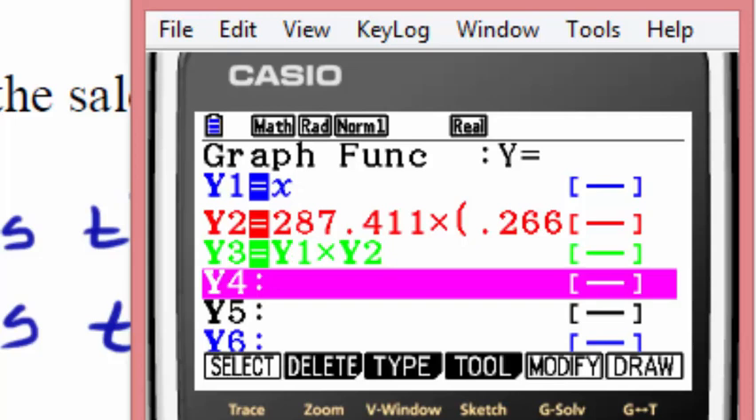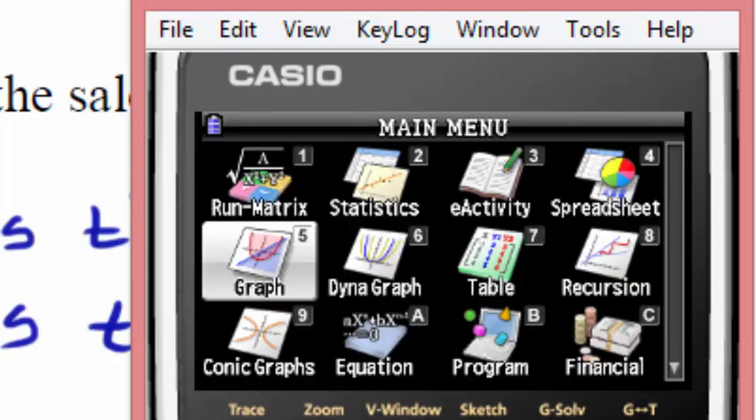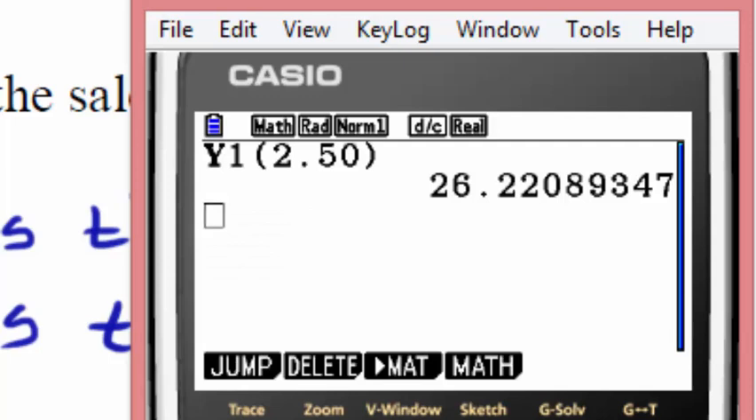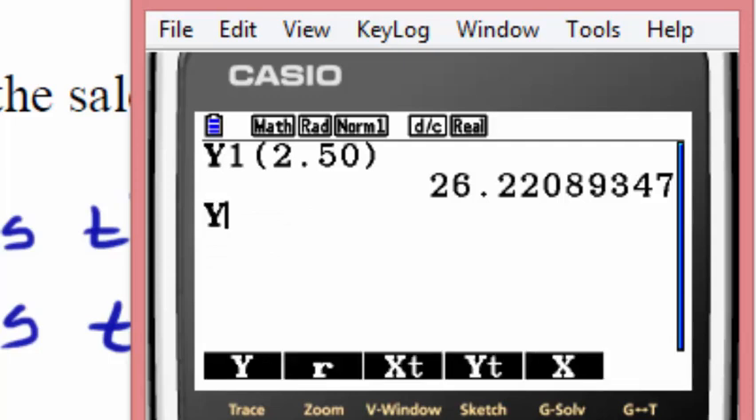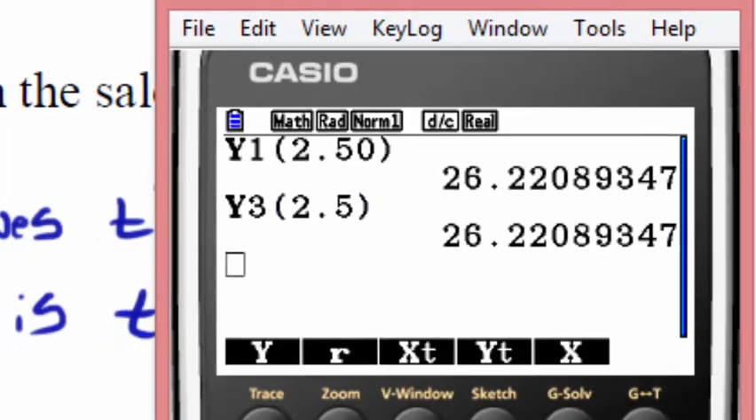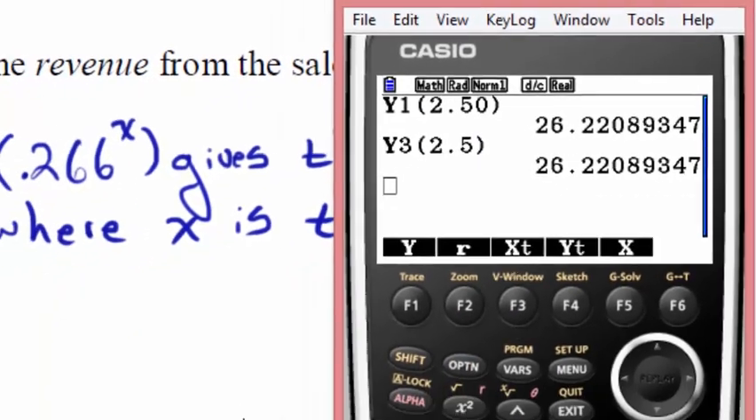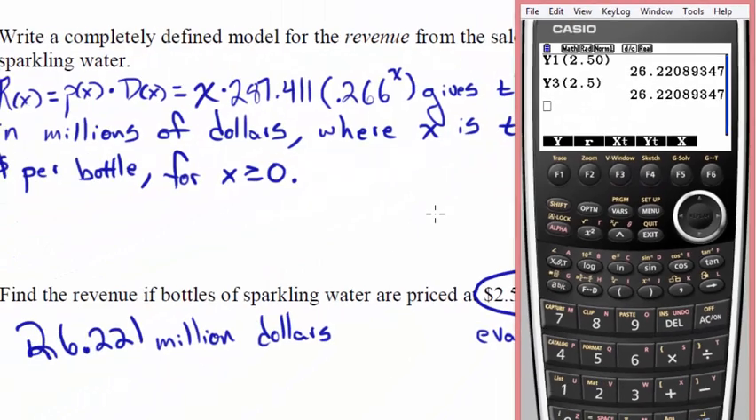I don't know that that is terribly efficient, but it'll get us there. So now I've got price in Y1, demand in Y2, and I'm multiplying them, combining them in Y3 using multiplication. If I come back here and now evaluate Y3, because that's where my revenue function is, at 2.50, we get the same answer. I imagine most of you will use the first strategy.